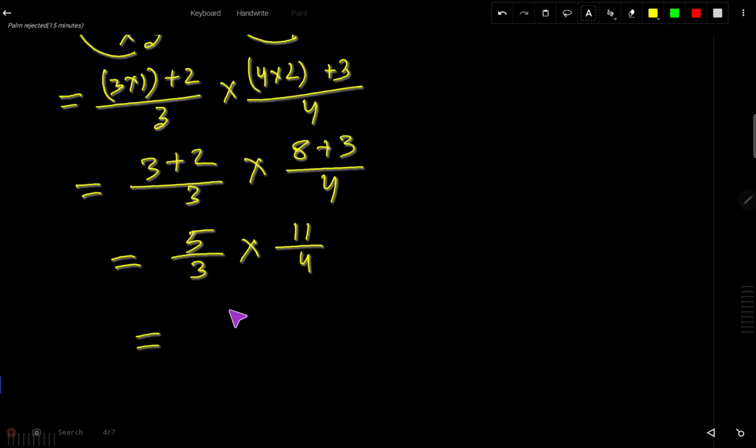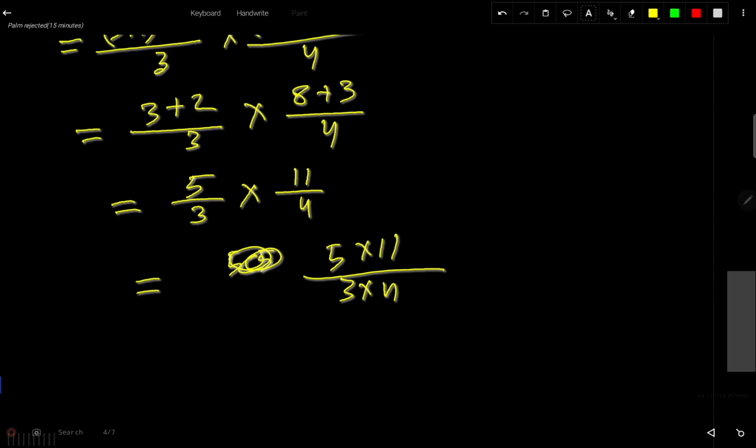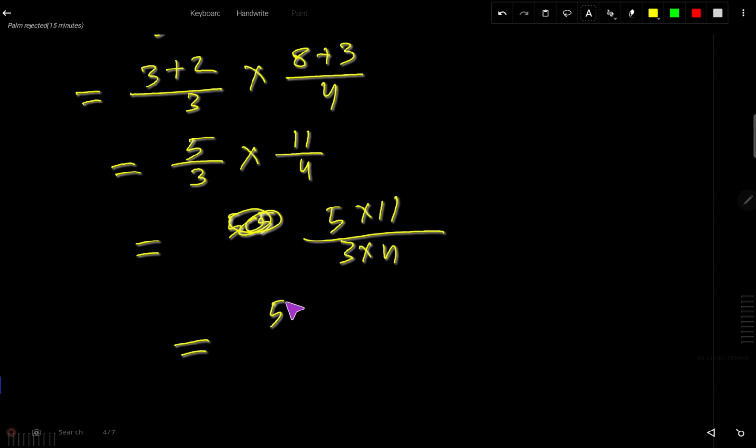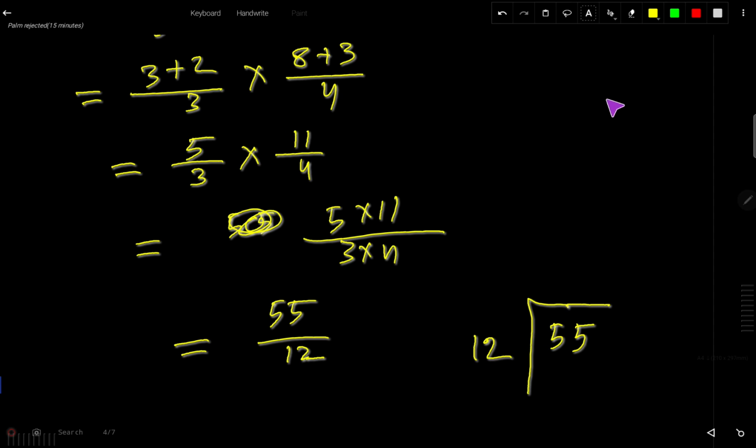So 5 times 11, top to top, 5 times 11 divided by 3 times 4. So we are getting here 55 divided by 3 times 4, 12, right? To convert this answer to a mixed number, what will we do? We'll divide this 55 by 12, right? Look, we need the multiplication table.